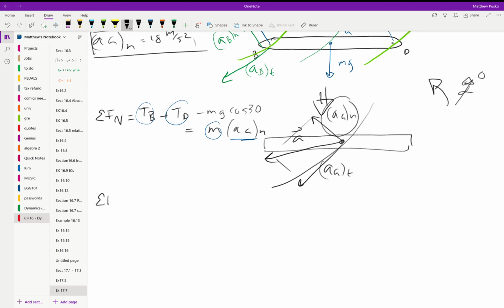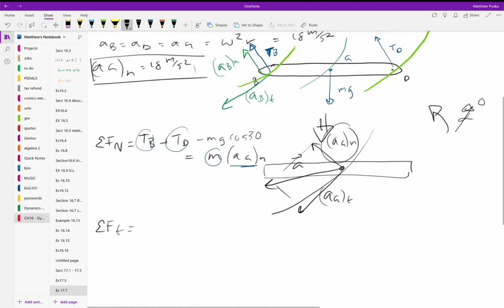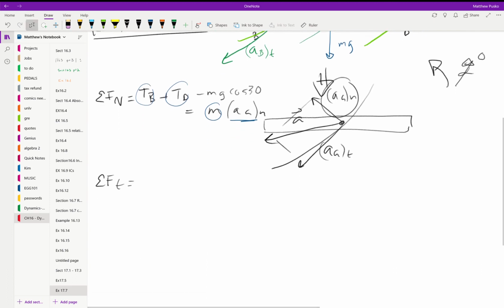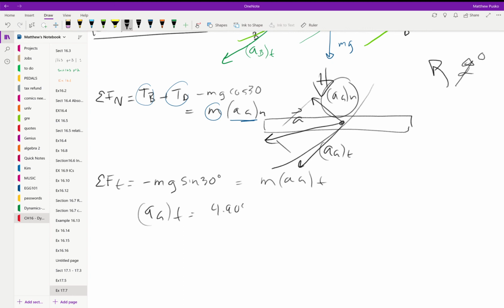Let's sum the forces in the tangential direction. We have just the component from the weight of the beam, mg sine 30 degrees in the negative direction, and that's going to be equal to the mass times the acceleration in the tangential direction. We can calculate the acceleration of G in the tangential direction now to be 4.905 meters per second squared.